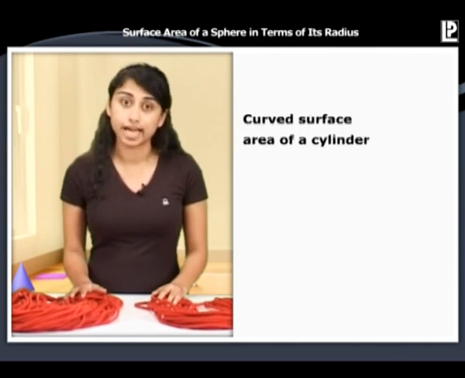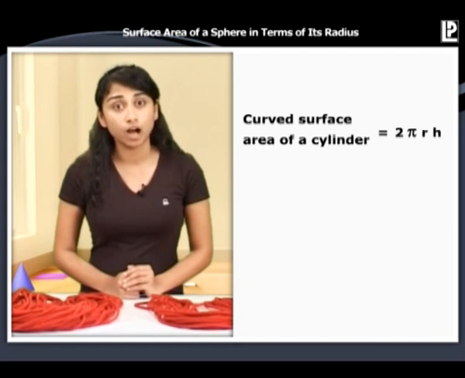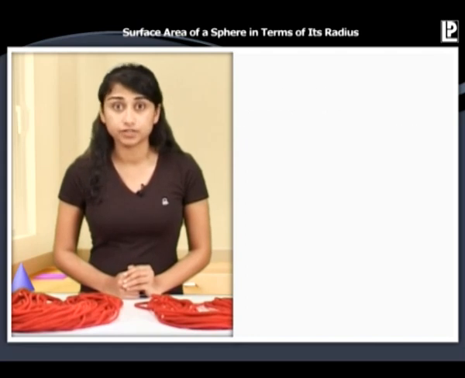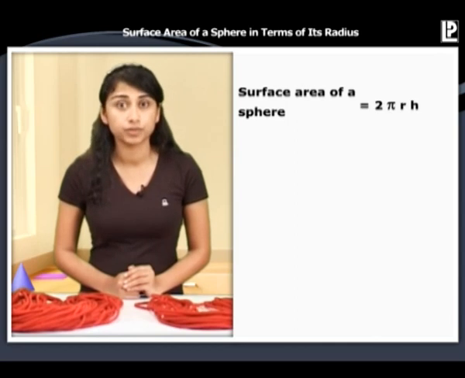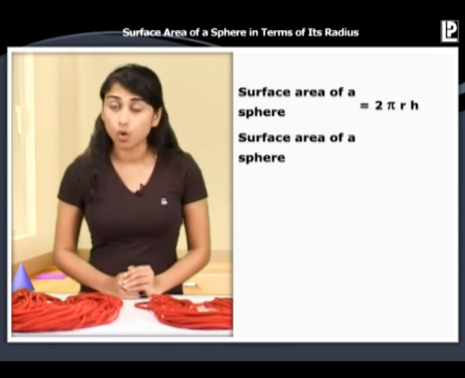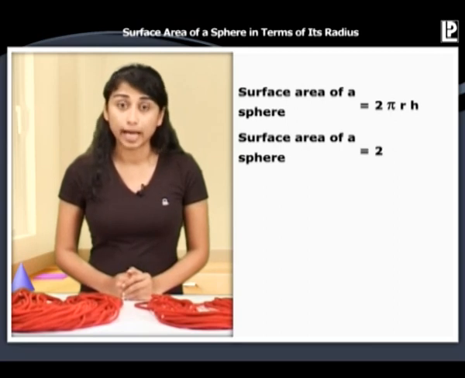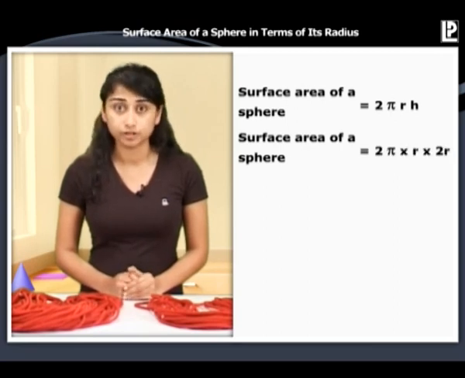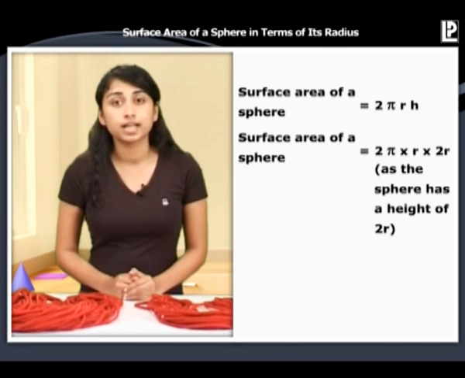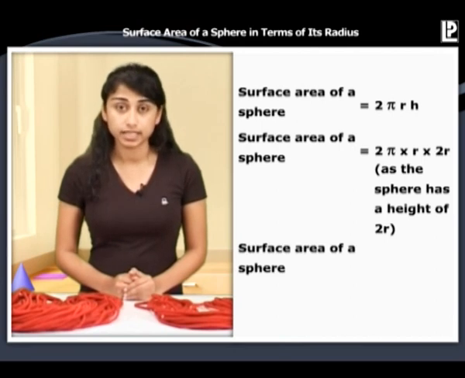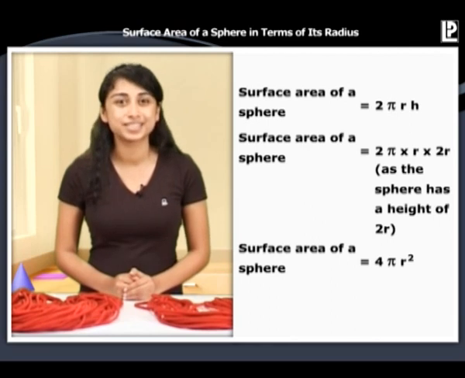The curved surface area of a cylinder is 2 pi r(h). So, the surface area of a sphere is also 2 pi r(h). The surface area of a sphere is also equal to 2 pi into r into 2r, as the sphere has a height of 2r. Now, on multiplying, we find that the surface area of a sphere is equal to 4 pi r squared. Thus, we derived the surface area of a sphere using a cylinder.